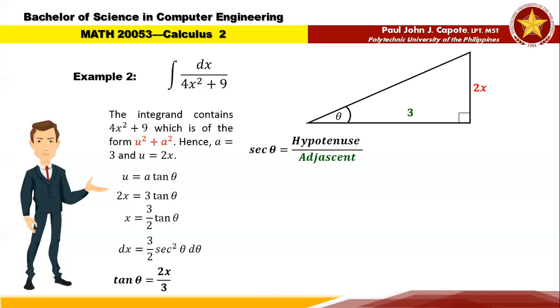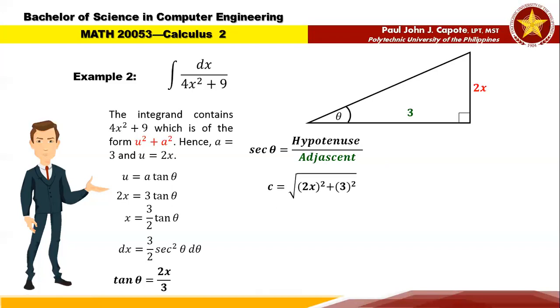Now we will solve for the value of secant theta. Now why solve for the value of secant theta? Remember, our dx, or the first derivative of x, involves the function secant theta. Now applying the Pythagorean theorem, we can solve for the value of the hypotenuse, given the measures of the opposite side and the adjacent side.